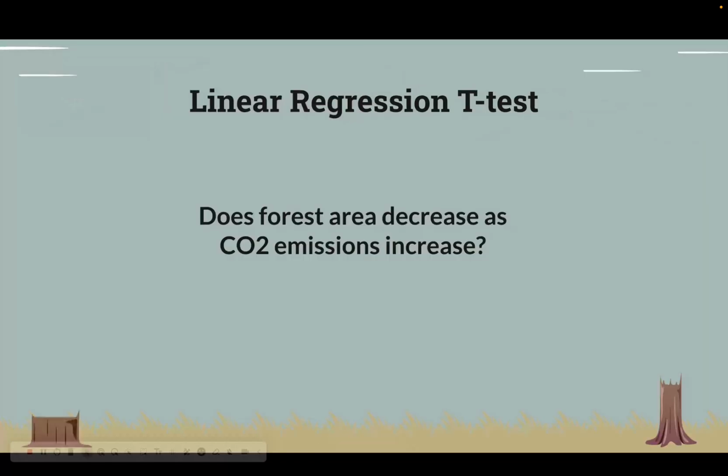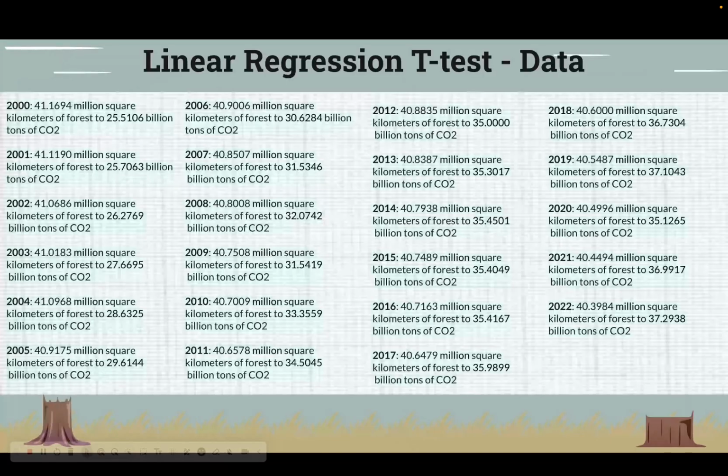and CO2 emissions. I'll be using a linear regression t-test to see if the forest area decreases as CO2 emissions increase, basically finding if there's a negative relationship between these two variables. This is my data. I'll be using data from the World Bank and from Our World in Data showing the forest area in millions of square kilometers and annual CO2 emissions in billions of tons.